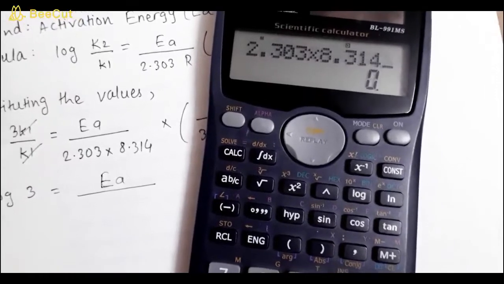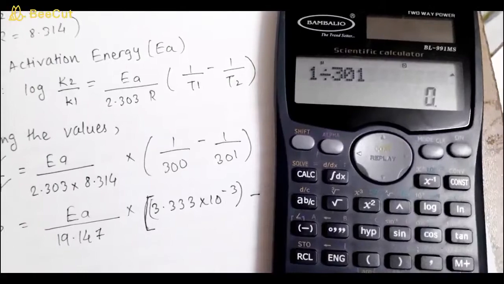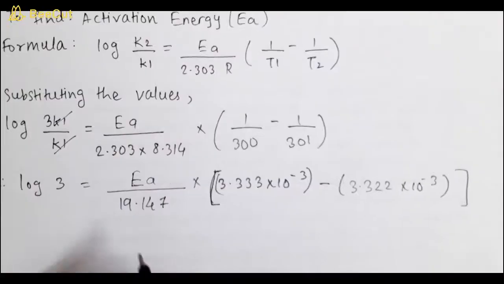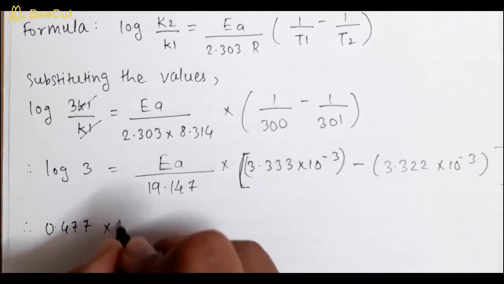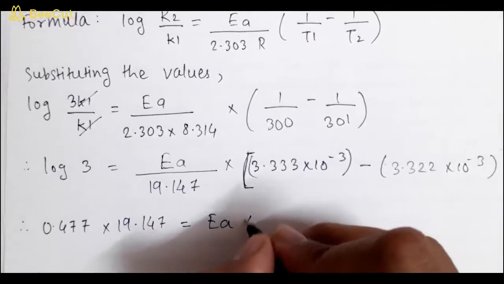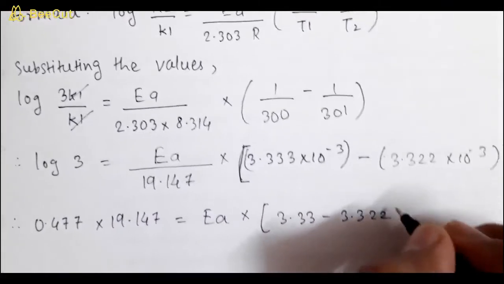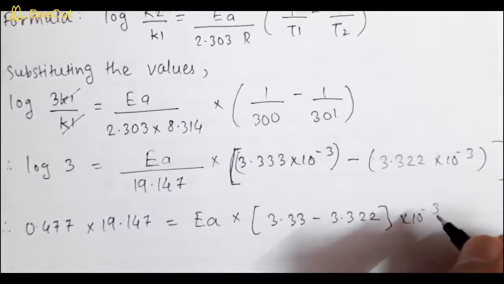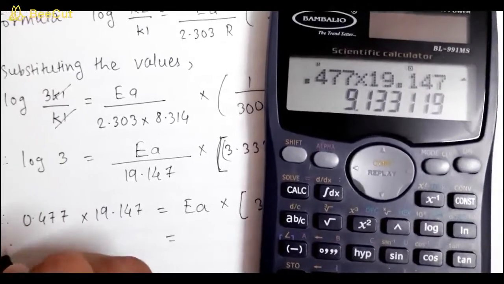2.303 into 8.314, which gives 19.147, and simplifying the bracket of temperatures, we get 0.477 into 19.147 is equal to activation energy into 0.011 into 10 to the power minus 3.